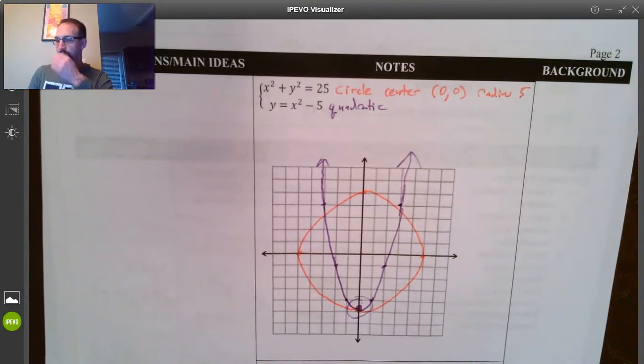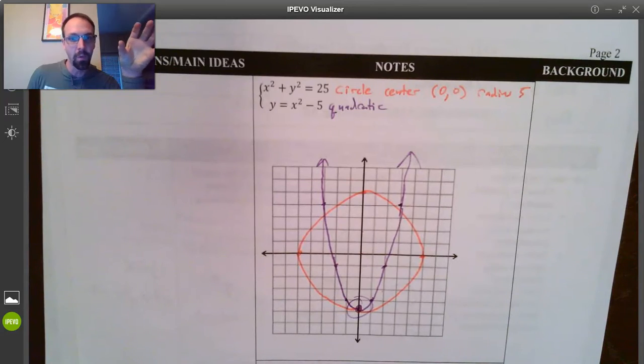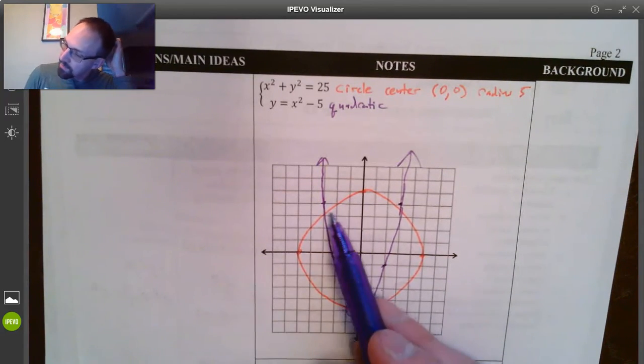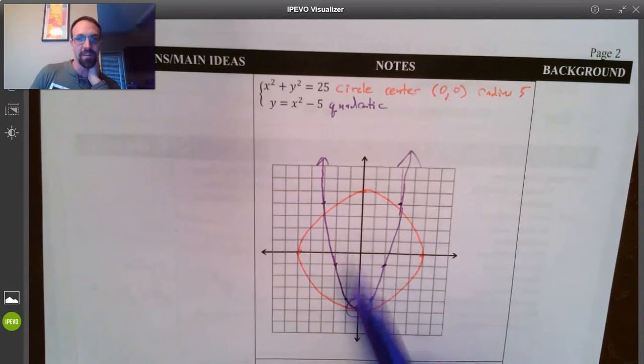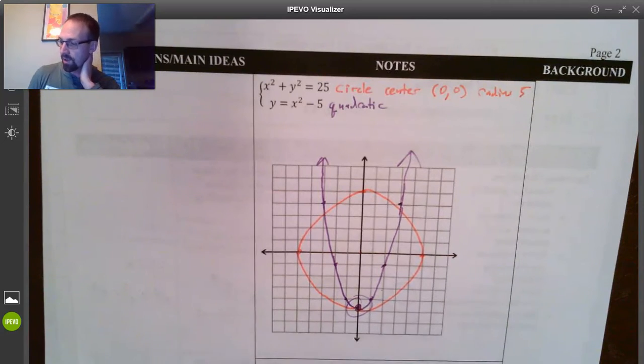This one is easy to spot. The other one's not quite so much. I don't know exactly the point where these two intersect. And so there's some limitations here. So this one I know for sure. I know that it's 0, -5. The other ones, I don't quite know exactly where that could be.